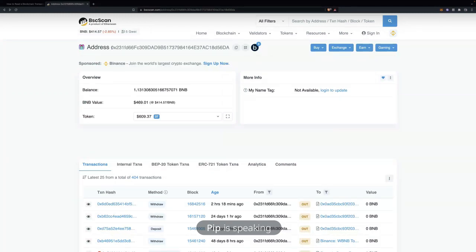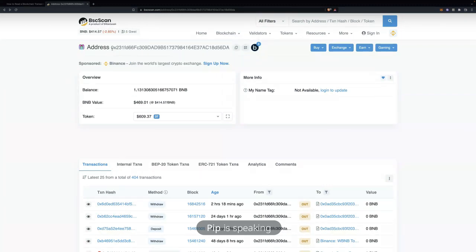Okay, so remember, guys, the wallets that we're using are simple interfaces. They are not the actual address. They are tools that help us to interact with this address, which actually lives on the blockchain. Okay, this is a very important point.